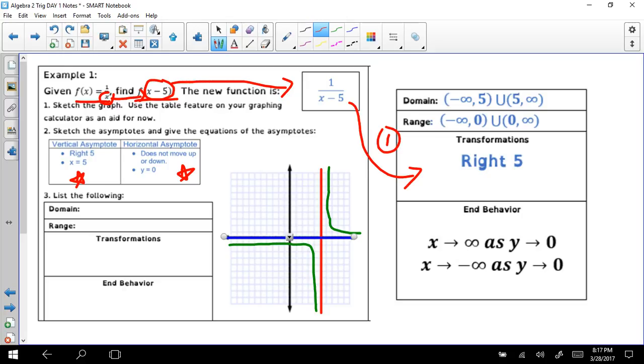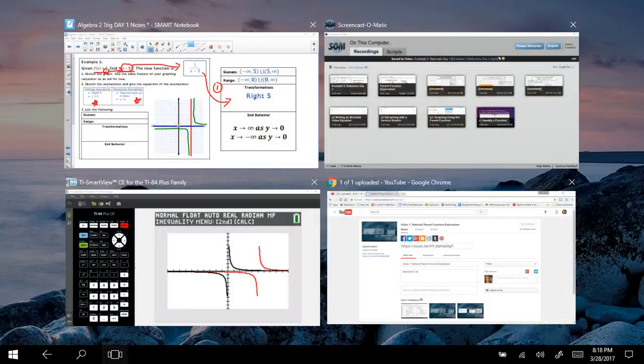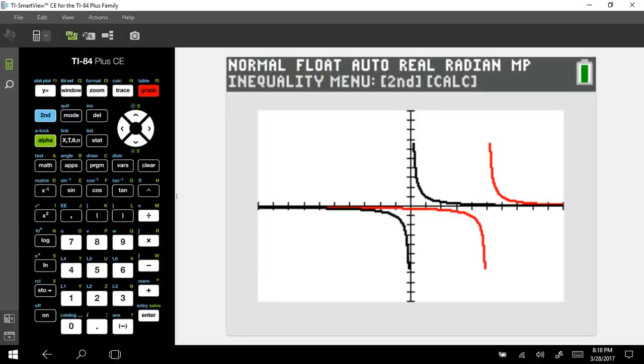So basically, you can look at the graph. If we bring up the graphing calculator, the black function that I have is the parent function, 1 over x. And the red function is just 1 over x minus 5. It just shoves the parent function over to the right 5 units.